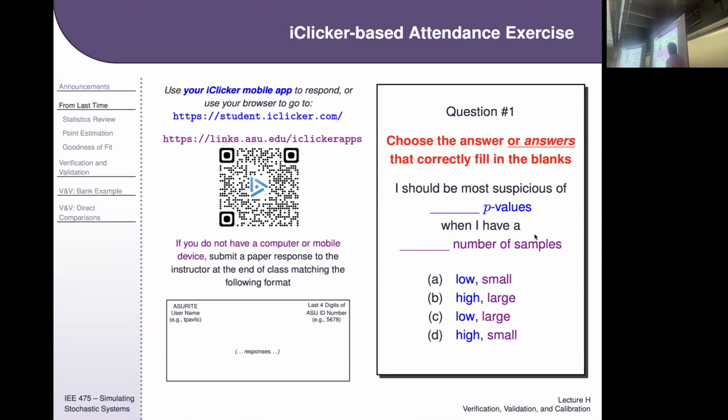So the answers I was looking for here are: low p-values, be suspicious of when there's small amounts of samples, and high p-values, be suspicious of when there's large amounts. So I was looking for A and B.